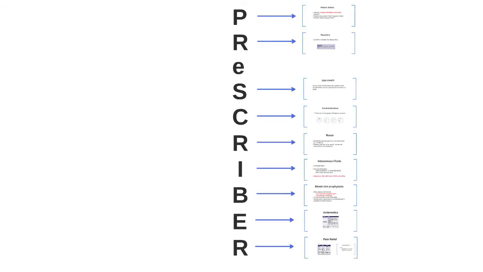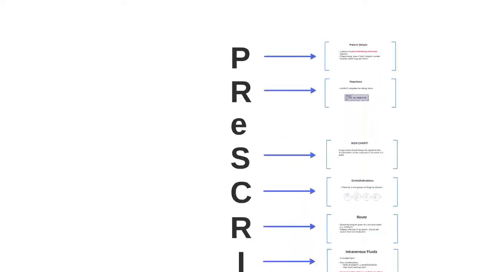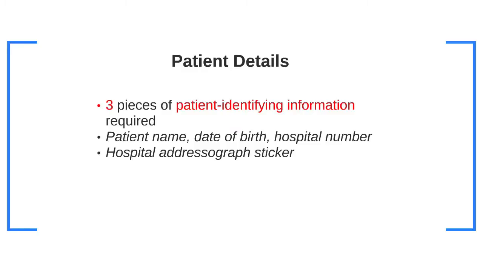So with that case in mind, let's now review a sensible and memorable technique for reviewing prescriptions. This can be summed up with the mnemonic PRESCRIBERS, where each letter represents an important area of review. Let's start at the beginning with P. P stands for patient details and is an obvious and sensible place to begin.